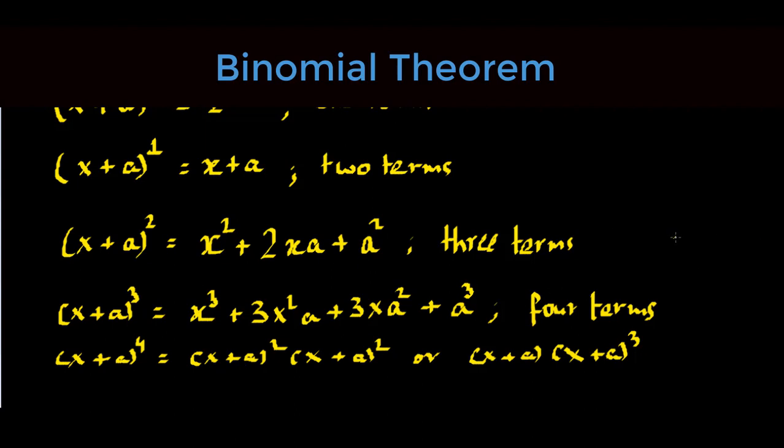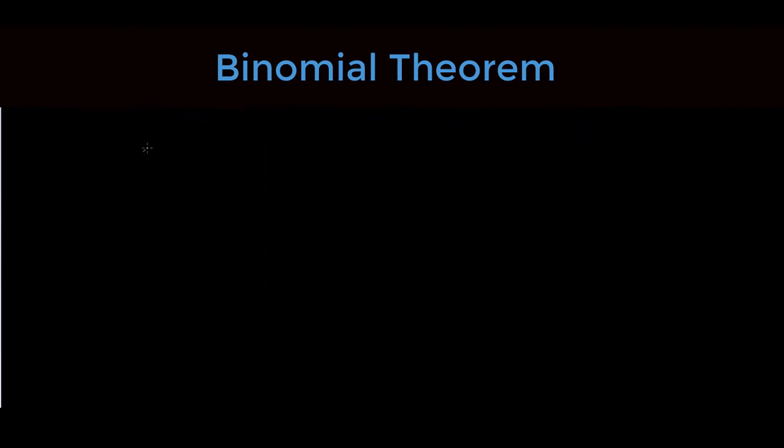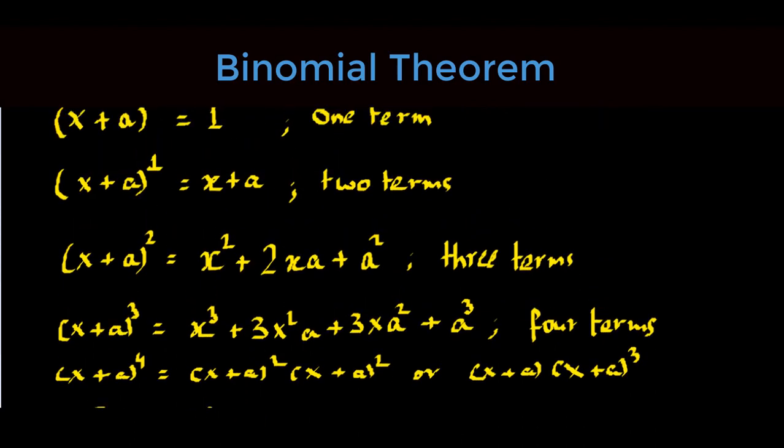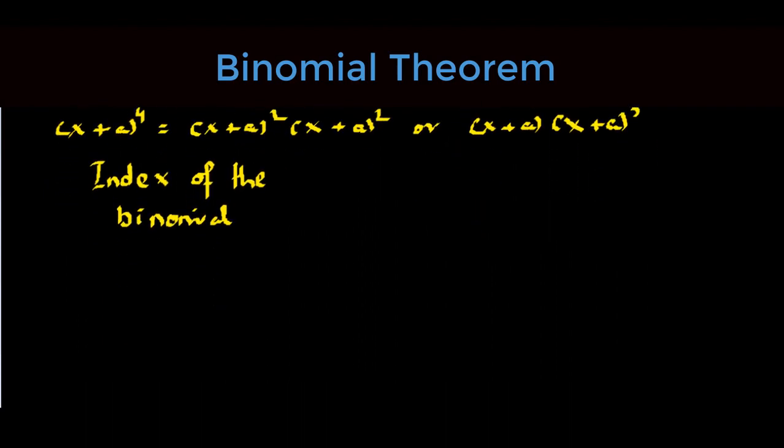So we can summarize what we have done something like this. I'm going to tabulate whatever I've just written down. Here I'm writing the index of the binomial. The index is going to be the power of the binomial expansion. So 0, 1, 2, 3, and 4. So we're going to consider 5 indexes.